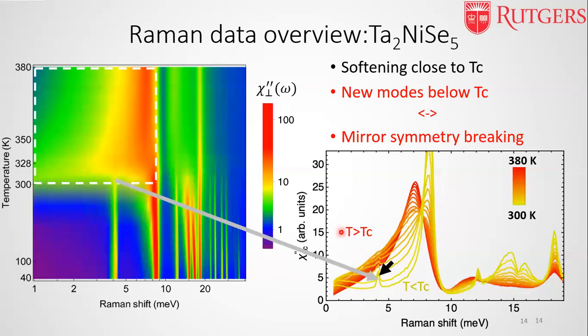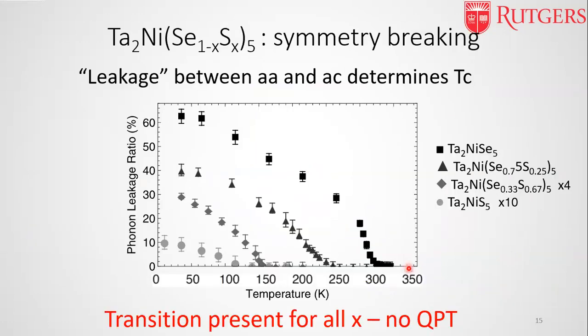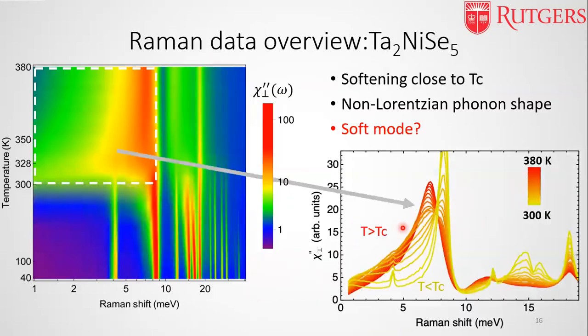We can quantify that for the whole family of the compounds. And what we see is that the onset temperature of these additional modes decreases with sulfur content. However, even for full sulfur substitution, we still observe these additional modes below around 120 Kelvin. That means that a transition at finite temperature is present for all sulfur concentrations. So there is no quantum phase transition here.